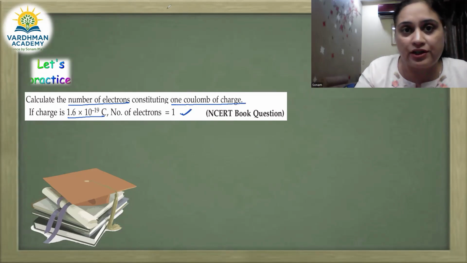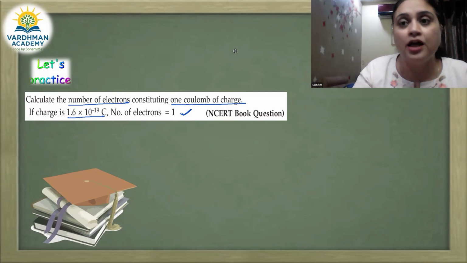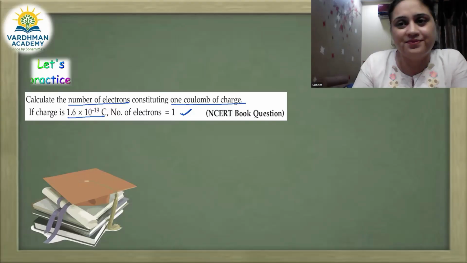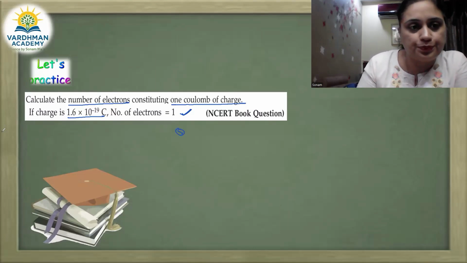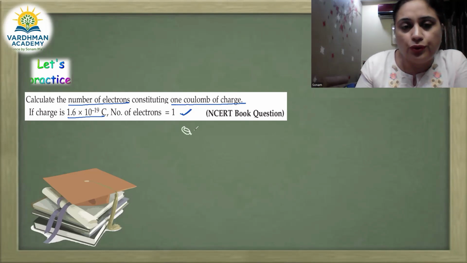So clearly this question I've written here, this question belongs to NCERT. So how you're going to do this question? You're going to use the formula Q is equal to N into E. So let's solve together. Right, what is given to us? We are given a charge, that is Q. Q is equal to N into E.